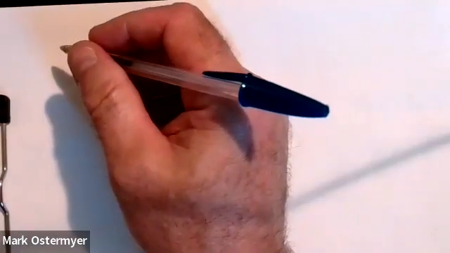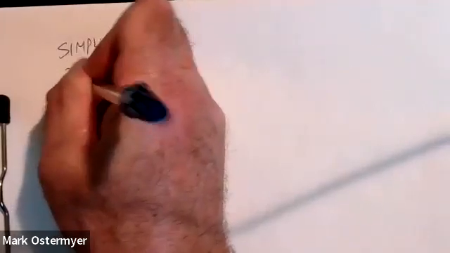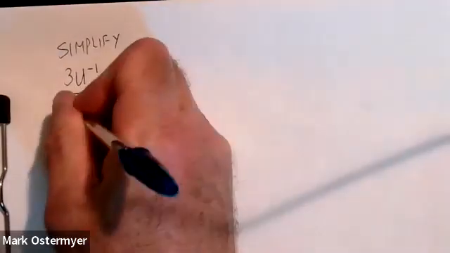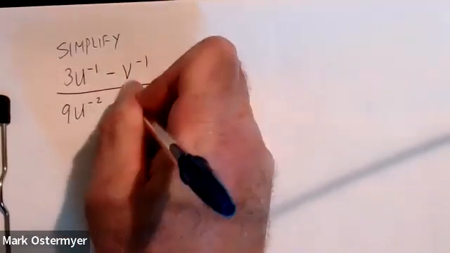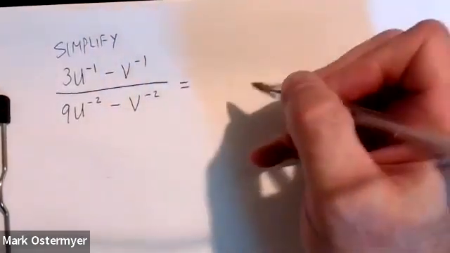All right, let's look at maybe a couple of other miscellaneous problems here to wrap this section up. The next one is going to be trying to simplify 3u to the negative 1 power minus v to the negative 1 power over 9u to the negative 2 power minus v to the negative 2 power. So we're going to try to simplify this expression. The reason why it's not simplified is because we have negative exponents appearing everywhere, and we got to get rid of these negative exponents. So the first thing we'll do is address the negative exponents.